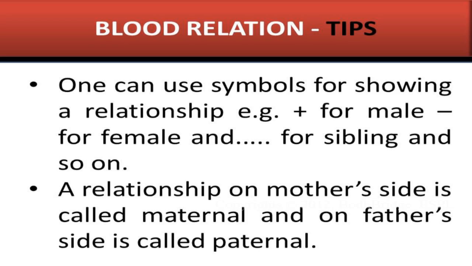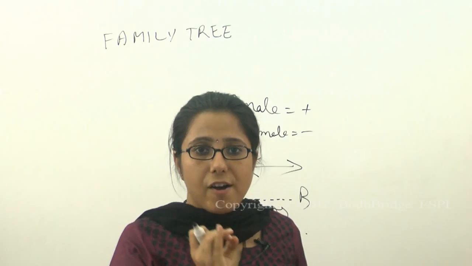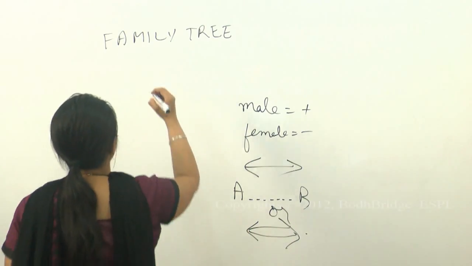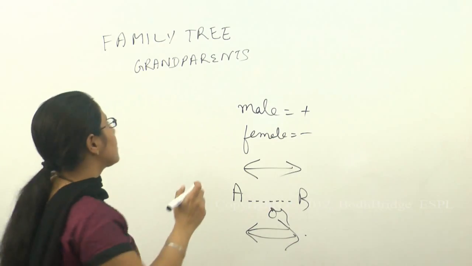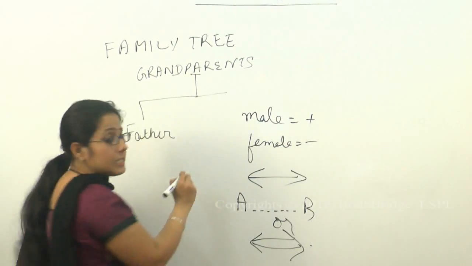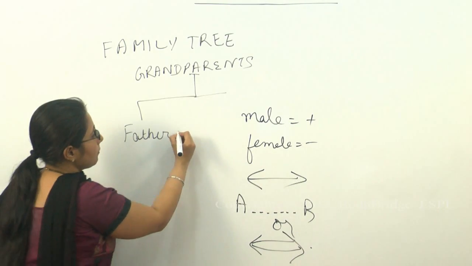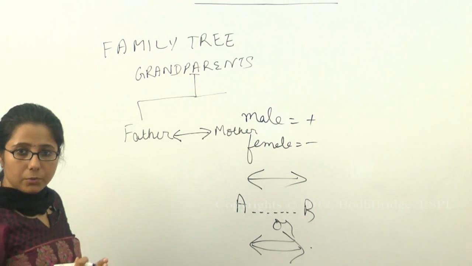Now I'll tell you what a family tree is. In a family tree, the topmost position is of a grandfather or a grandmother, that is, your grandparents. Correct? Then comes your father and mother. So how can you show husband and wife? By showing this arrow. Okay?